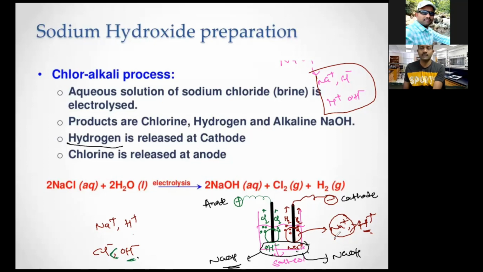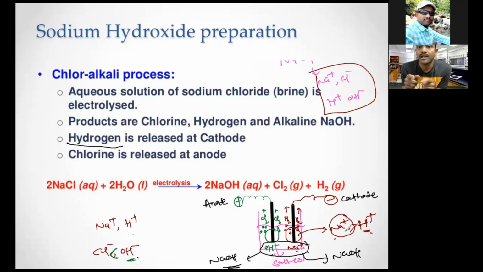When you electrolyse this, electrolysis means you are passing electricity and dividing the substances. Electro means you are passing electricity through the NaCl solution. After passing electricity through the solution, what is happening here? Anions are going to the anode side and cations are going to the cathode side. Cl minus and OH minus are the anions, with negative charge. These negative ions are attracted by the positive electrode. Similarly, Na plus and H plus are the cations. These cations are attracted by the negative electrode.